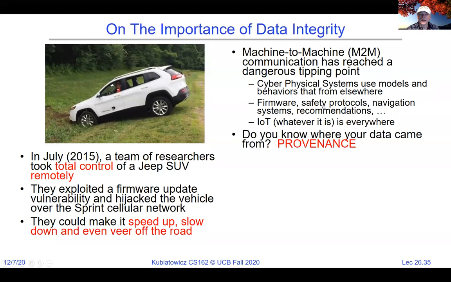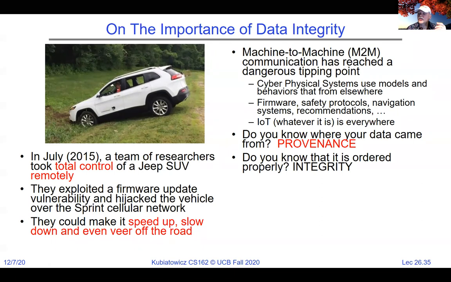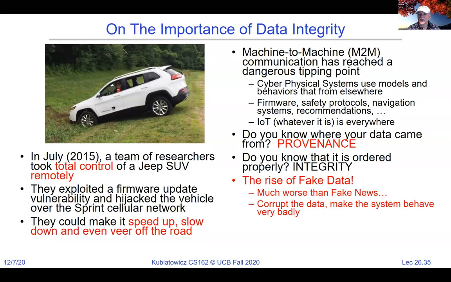So part of this question is the following. So let's talk about the data. So there was firmware in this car. So one might argue that one of the problems was that firmware was accepted as authentic, even though it came from a malicious third party. And so one of the questions that's important is, do you know where your data came from? That's a provenance question. Another is, do you know whether it's been altered in any way? That's an integrity question. And really, this is a question of the rise of fake data, which is kind of much worse than fake news, which is about corrupting the data and making the system behave very badly.